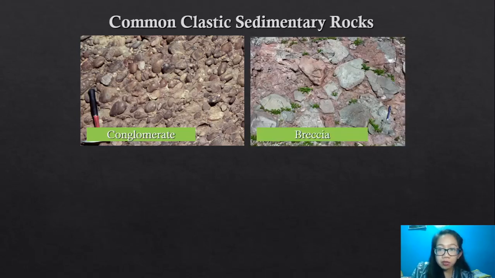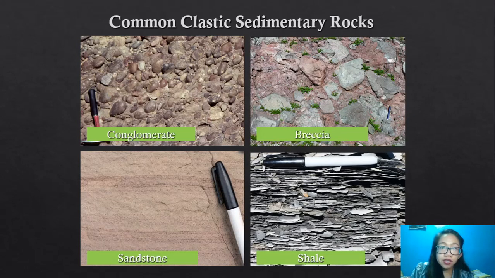Okay, so here are other images of our clastic sedimentary rocks. You have your conglomerate, characterized by large clast sizes which are rounded. You have your breccia, which has large clast sizes with angles. You have your sandstone, which has relatively smaller clast size but still visible to the naked eye. And then you have your shale, which was formed by the layering of fine-grained, small clast size.